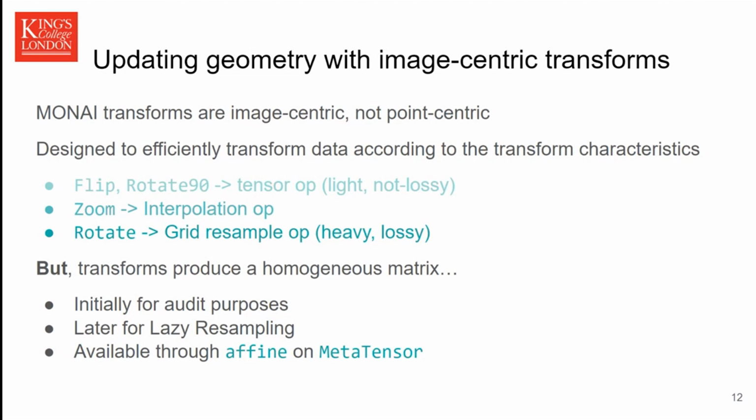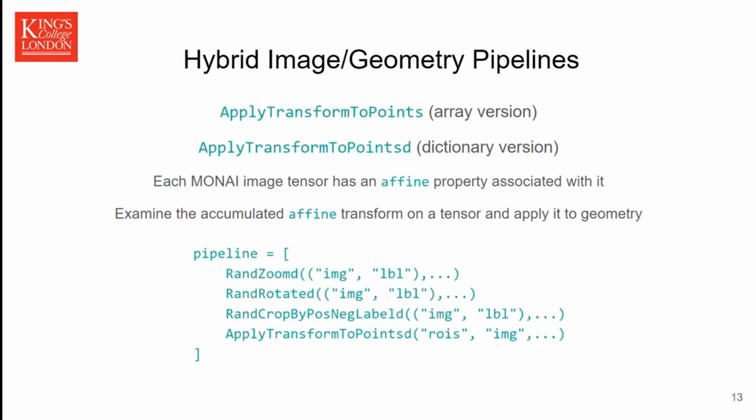However, within MONAI, all transforms produce a homogeneous matrix of the sort that I showed you earlier. This was initially done for audit purposes, and then for the initial implementation of being able to invert the operations that are carried out on a pipeline, later repurposed for lazy resampling, and it's available through the affine property that we put on metatensors. So this is the way we've provided the ability to update geometry in 1.4.